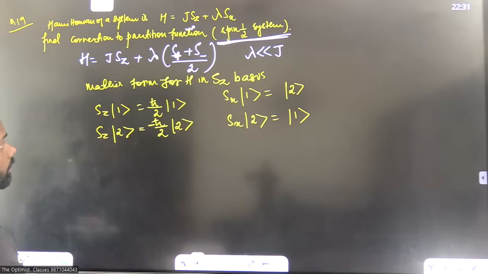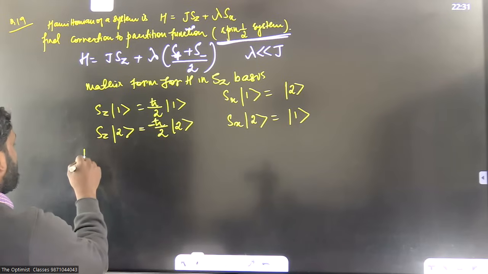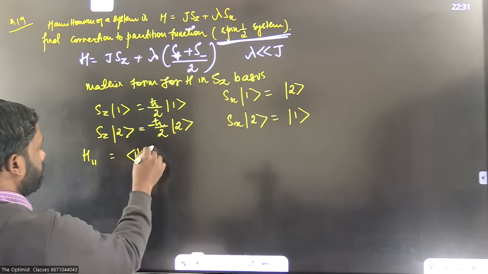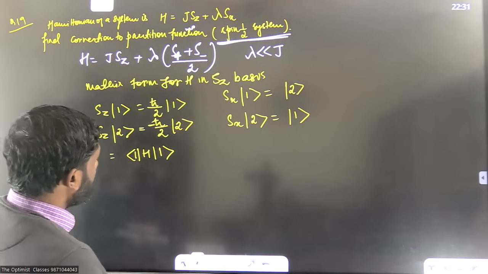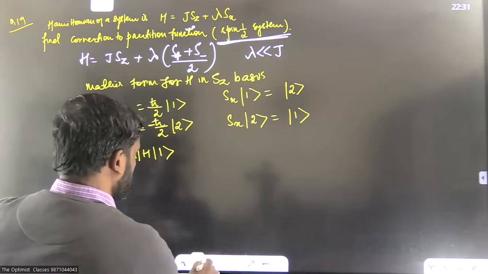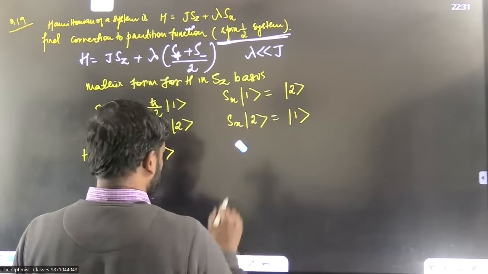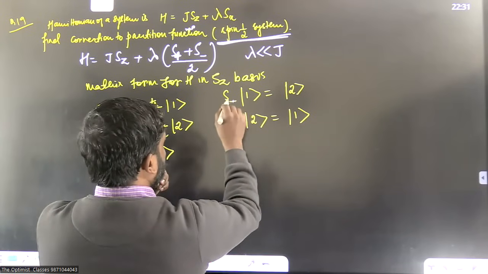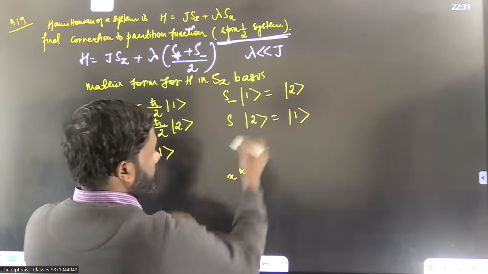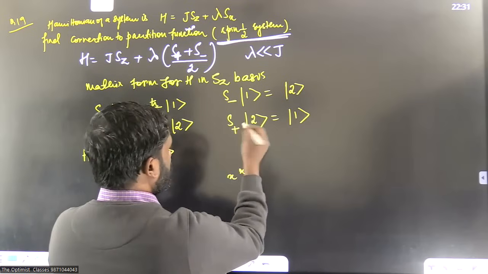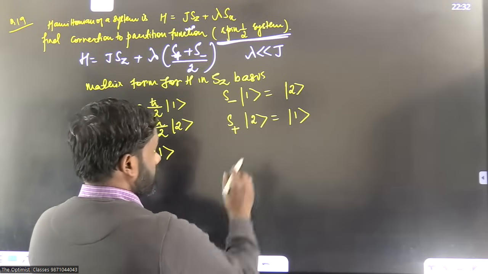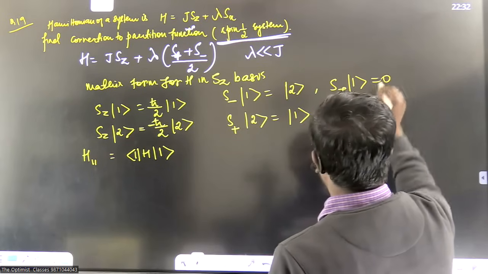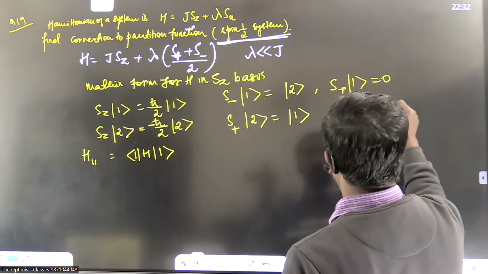So when you calculate the H11 element, you write it like this, 1 H 1. Basically, when Sx, not Sx, I wrote it incorrectly. See here, when S minus acts on 1, you get state 2, and when S plus acts on 2, you get state 1. When S plus acts on 1, you get 0, and when S minus acts on 2, you get 0.